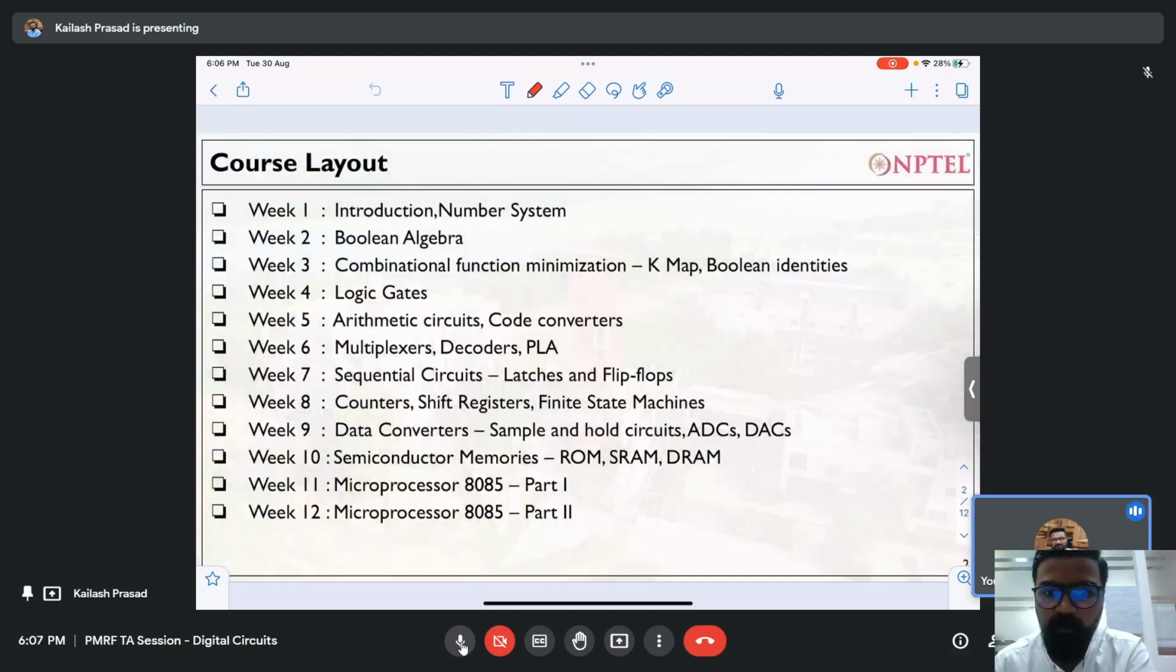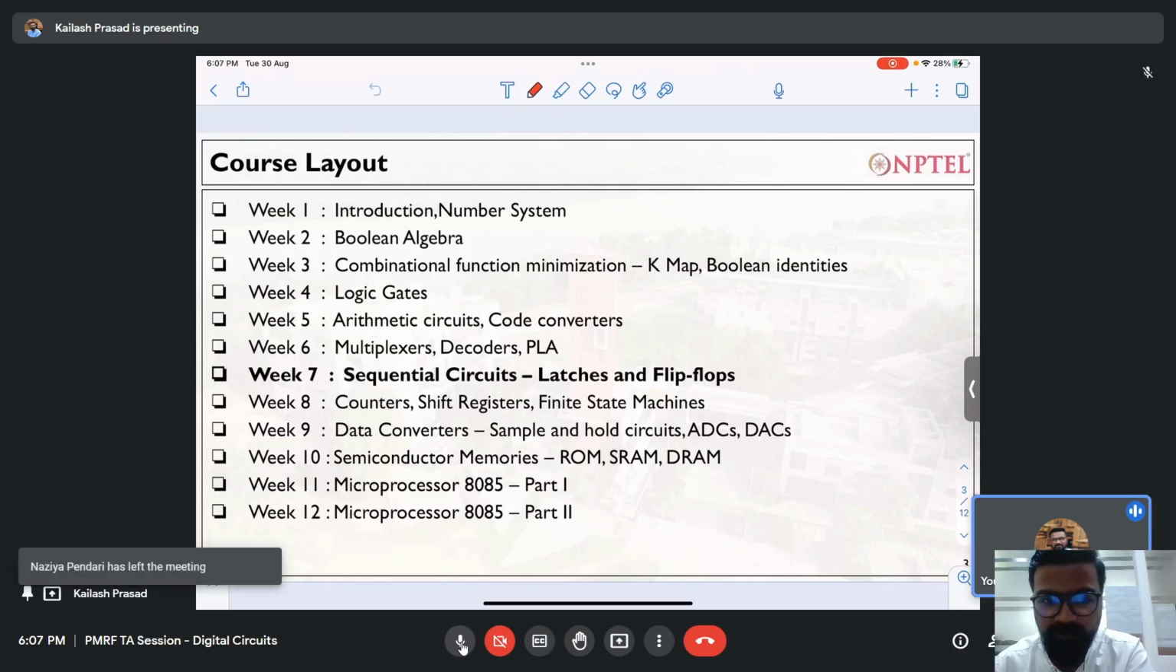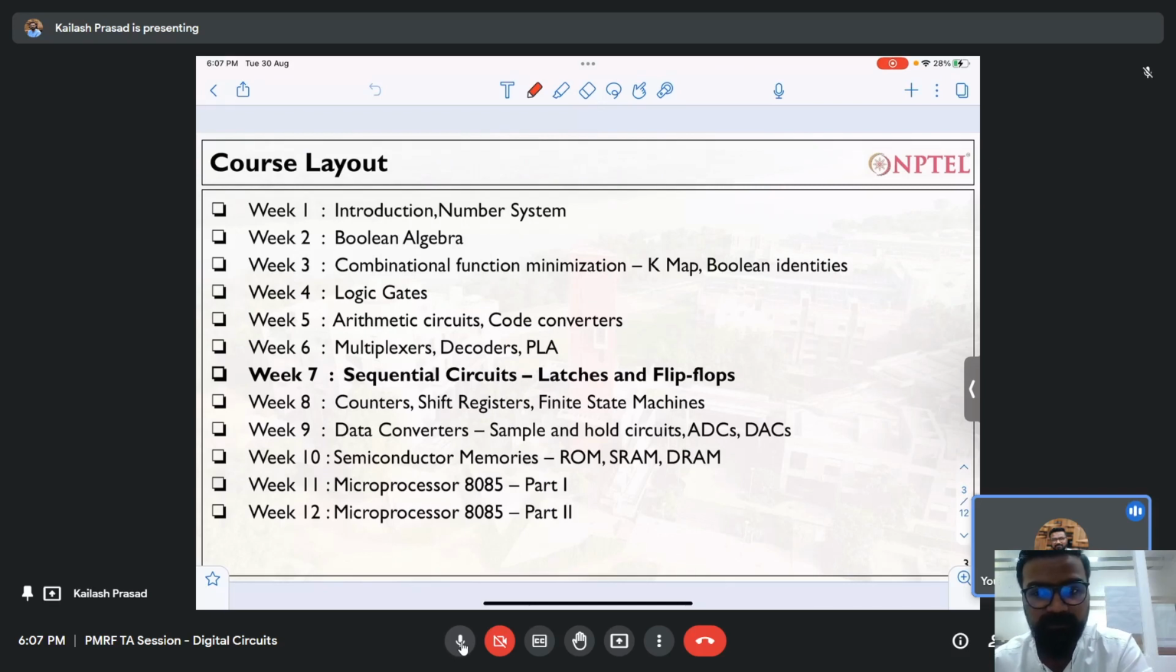What we have done as of now in these digital circuit sessions is that we started in week one with the introduction to number systems, and then we studied Boolean algebra. We solved a couple of questions on Boolean algebra. Then we also solved questions on combinational circuits and logic gates. Last week we did questions on multiplexers, decoders, and some of the arithmetic circuits. In today's session, we'll be discussing sequential circuits and some questions based on them.